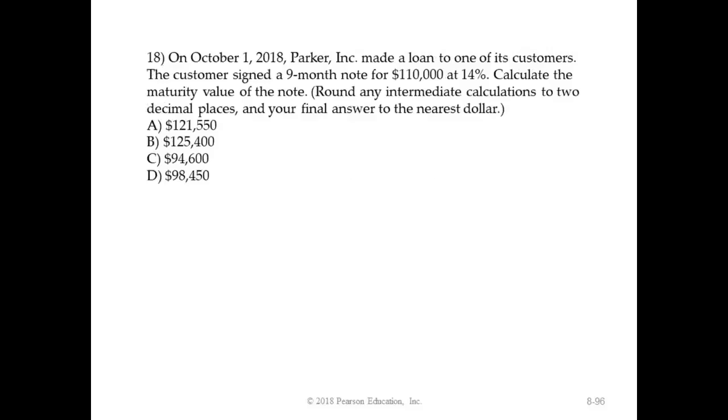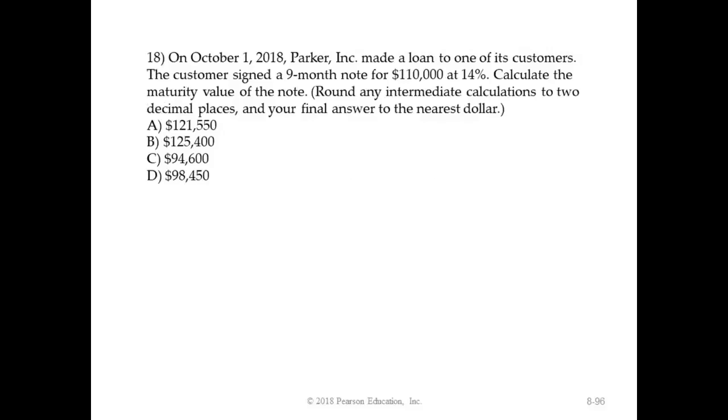Moving on. Number 18. On October 1st, Parker Inc. made a loan to one of its customers. The customer signed a 9-month note for $110,000 at 14%. Calculate the maturity value of the note. Well, I know I've got $110,000 out there for the maturity value. It's going to be over $110,000. So C and D are definitely gone.